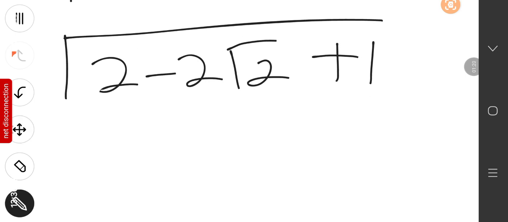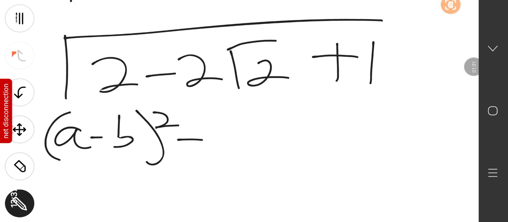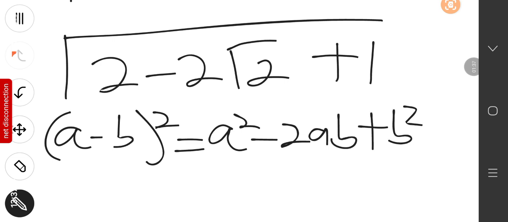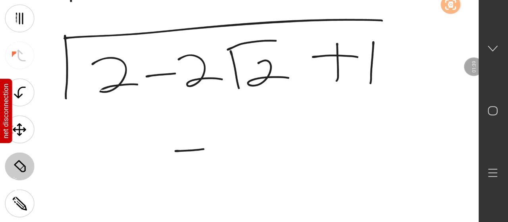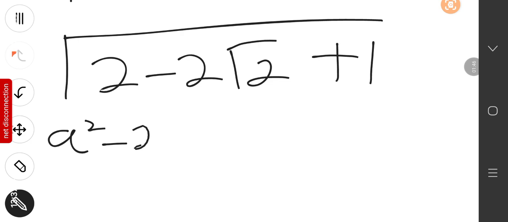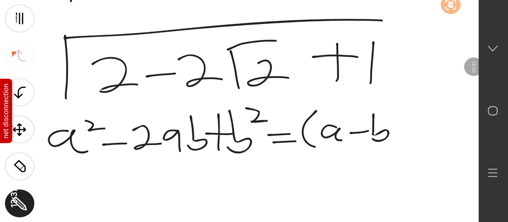Now, let's quote the square of a binomial property and do some comparisons here. So a minus b all squared should give us a squared minus 2ab plus b squared. Let's change the positions of the terms. So we can say a squared minus 2ab plus b squared equals a minus b all squared. When you look at this, you can see this is the first part, this is the last part, and this is the middle part.